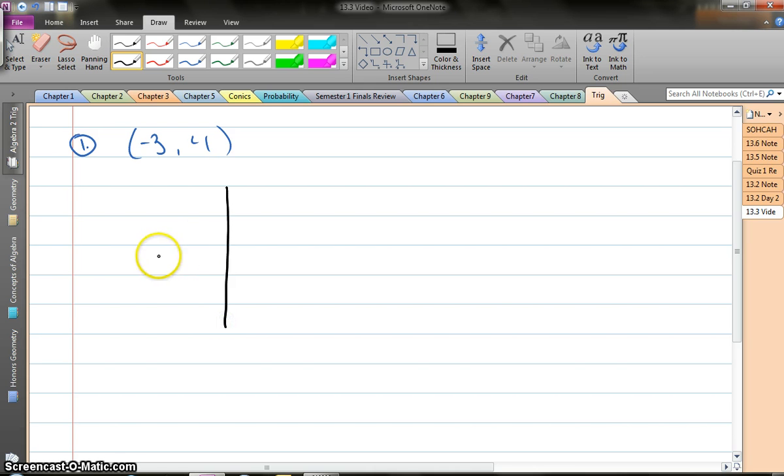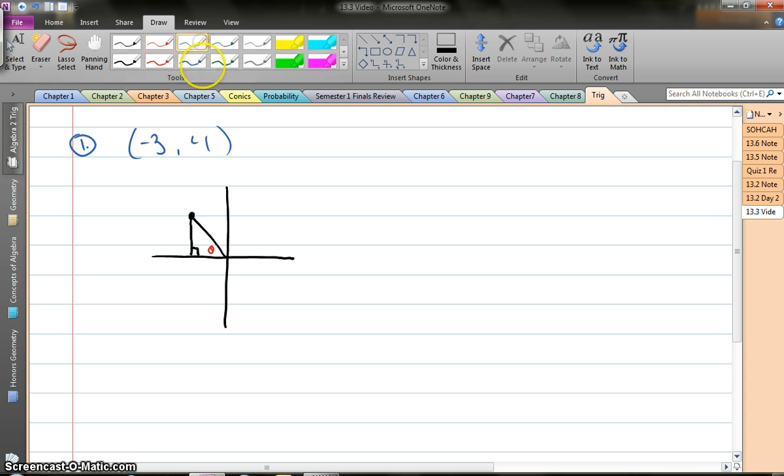So we make our xy coordinate, and if you were to graph -3, 4, you go left 3, up 4. Right there. That's going to be my terminal ray. And we're always going to drop an altitude at 90 degrees to the x-axis. Because we're focused on this coterminal angle right here, we're going to call it theta.